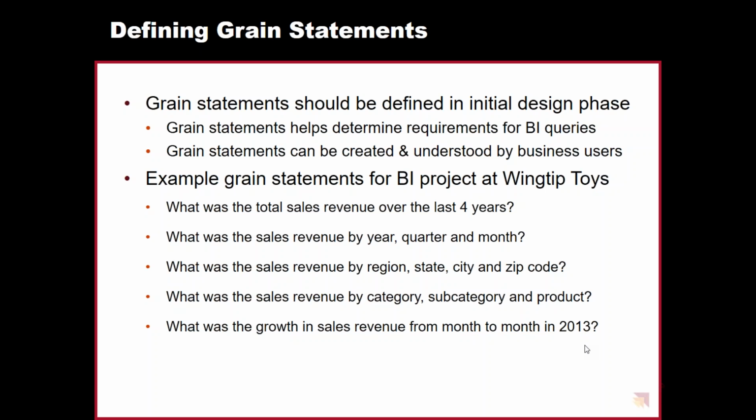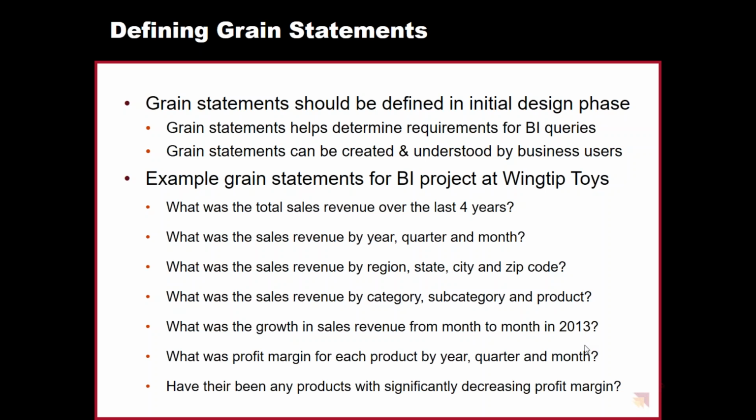Now, we also start looking at things like not just what was the sales revenue, but what was the delta, or what was the change in sales revenue from one period to another. So quite often we'd like to be able to get the data so we can see trending in things like sales revenue and expenditure growth over time. Now, once you've got your grain statements, here's just an example of a couple of them.